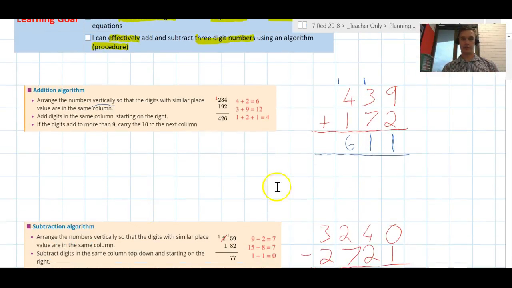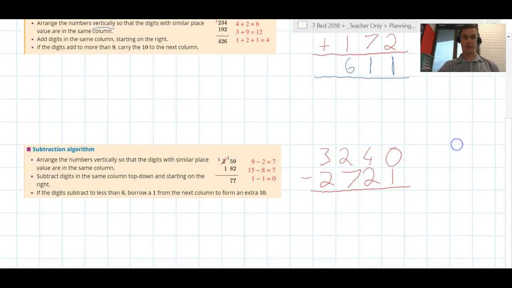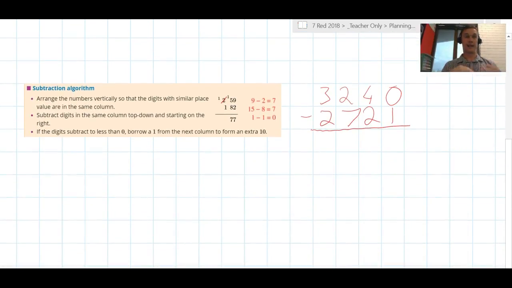Next we're going to do the subtraction algorithm. It's a similar process, and it comes with a set of rules. The first rule is arrange the numbers vertically, so we can see the place value, which we have done previously in the addition one. You need to subtract digits in the same column, top down, starting from the right. So you start in the ones column and you go top down. You're subtracting from the top down. Make sure you don't get confused by going from the bottom up. It's got to be top down, starting from the right, which is in this corner over here.